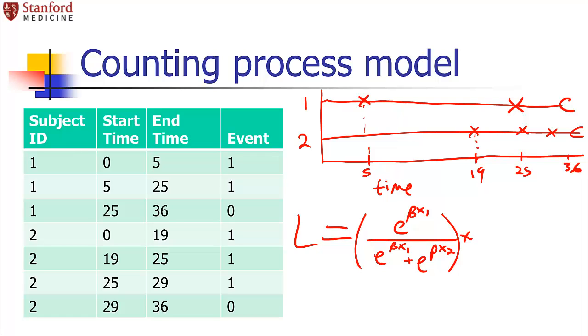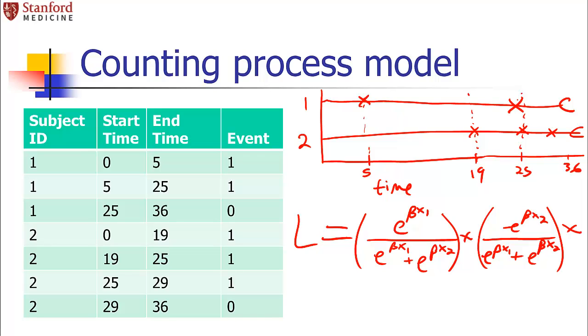At 19 months into the study, the next event occurs. That event occurs in subject 2, so we get something that looks like this. Notice that, again, people are repeating, so we have to account for that correlation with those robust standard error estimates.